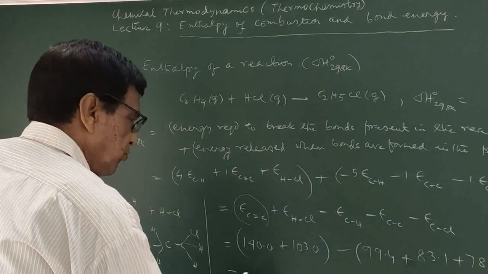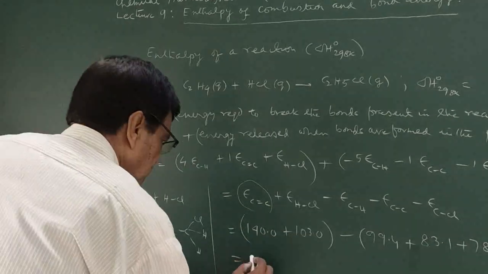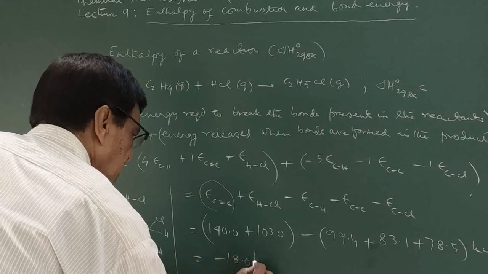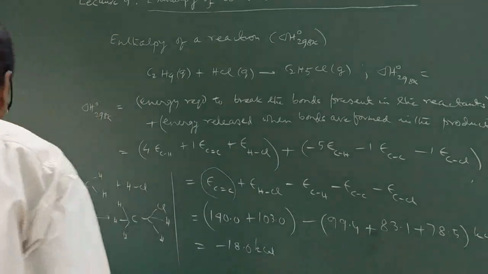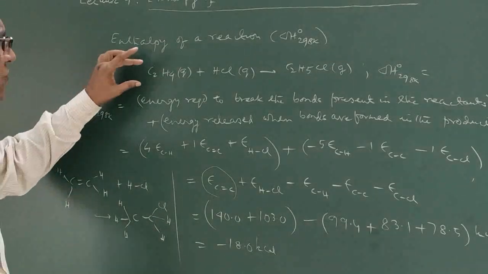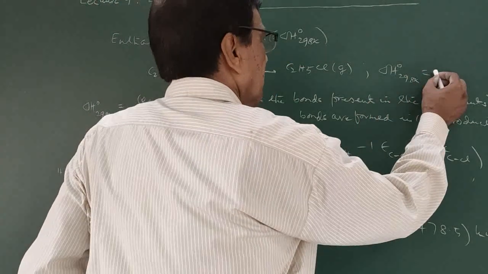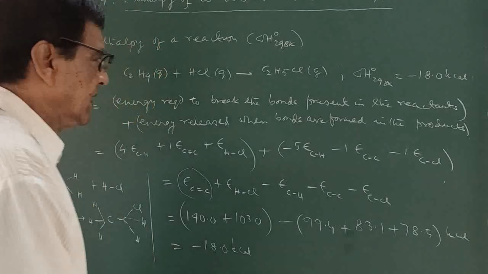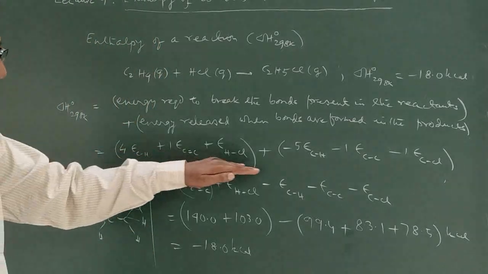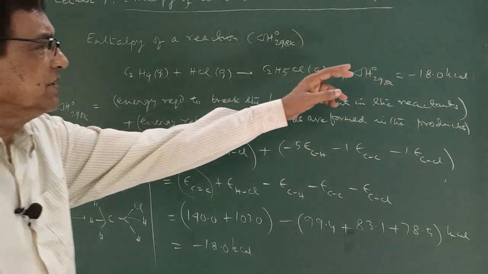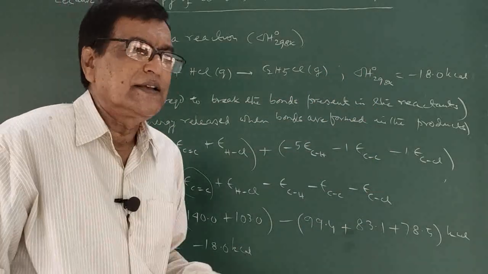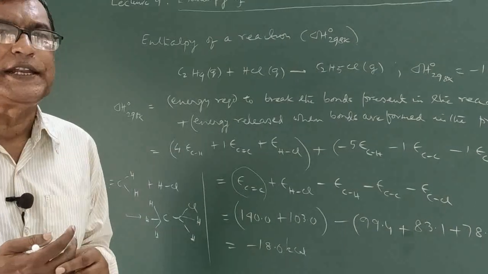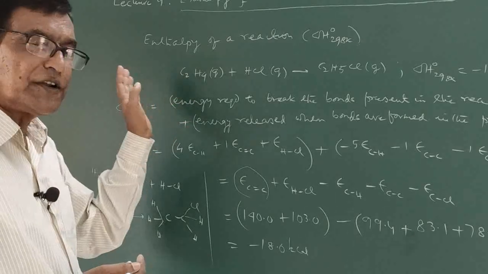So when this problem is solved, it will give you minus 18.0 kilocalorie. So the standard enthalpy change for this reaction will be minus 18.0 kilocalorie. And by the use of these bond energies, this value is calculated in this way. Similarly, the standard enthalpy of formation could also be determined by the use of these bond energy values.